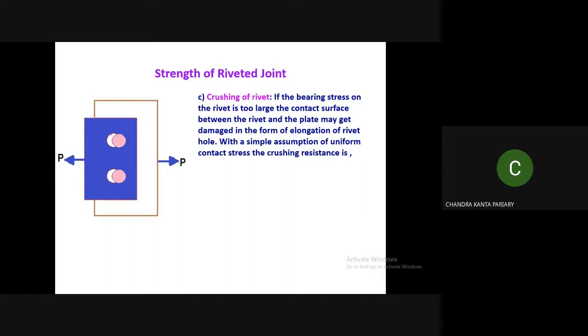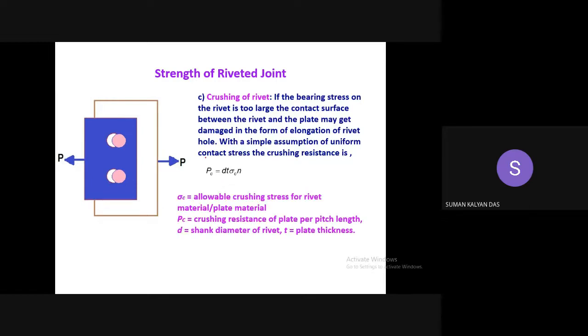Yes, sir. Crushing is a local phenomenon which happens due to compressive loading. Due to crushing, you can see the holes may get enlarged like this. Crushing may happen either in the rivet or on the plate, both ways. It can happen on either side. Here you can see it's showing the crushing of the plate has happened like this. So due to this, you can have this expression. Crushing of the rivet is represented by Pc, and this is how it is calculated.